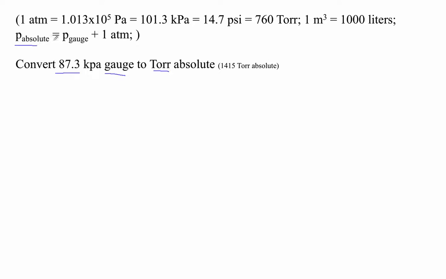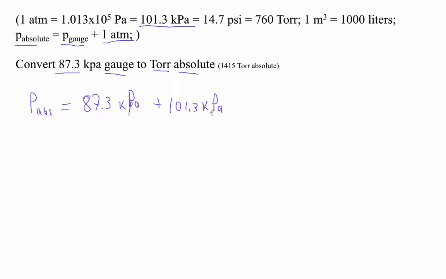Absolute pressure is gauge pressure plus 1 atmosphere, right? So our absolute pressure, which is what we ultimately want, is going to be the gauge pressure, 87.3 kilopascals, and then we're going to add an atmosphere. Don't just add one though. We're going to add an atmosphere in kilopascals, so 101.3 kilopascals.